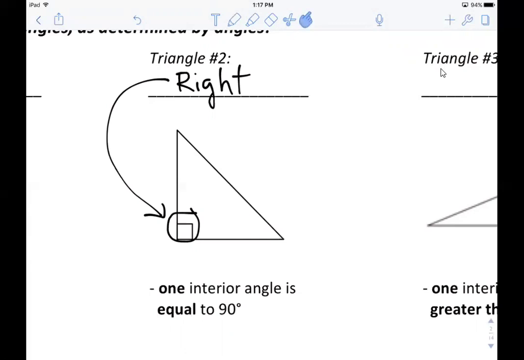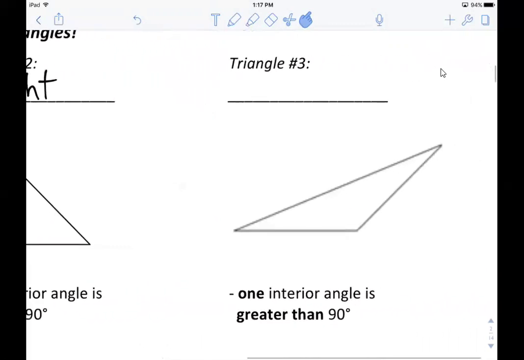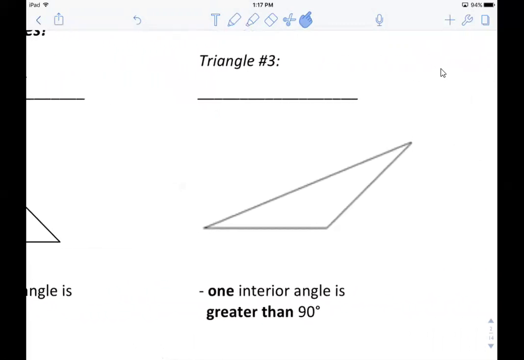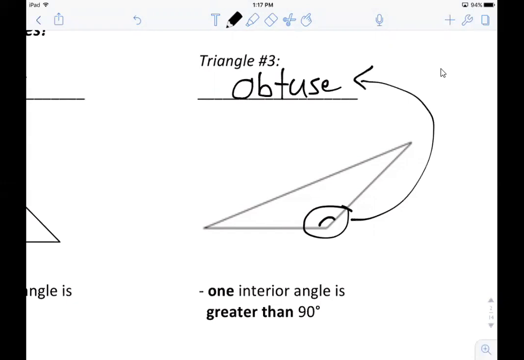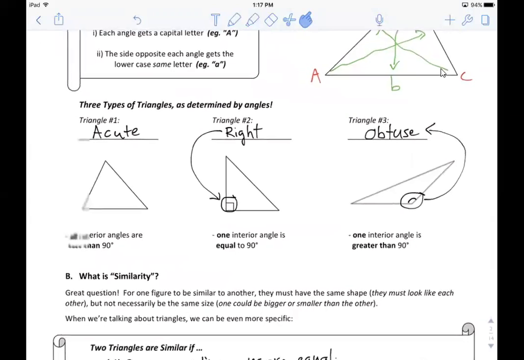Sometimes, though, you might have one angle that's even bigger than 90. So if you do have one angle, it only takes one, that's greater than 90 degrees, well, we call that type of angle obtuse. And so we call the whole triangle an obtuse triangle because it includes an obtuse angle. And of course, that would be this little angle in here. That's the obtuse angle, and that's what makes it an obtuse triangle overall.